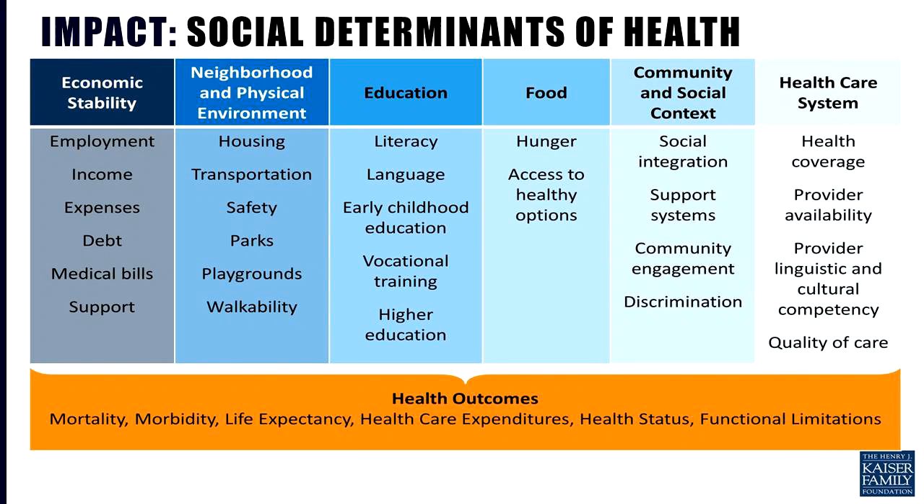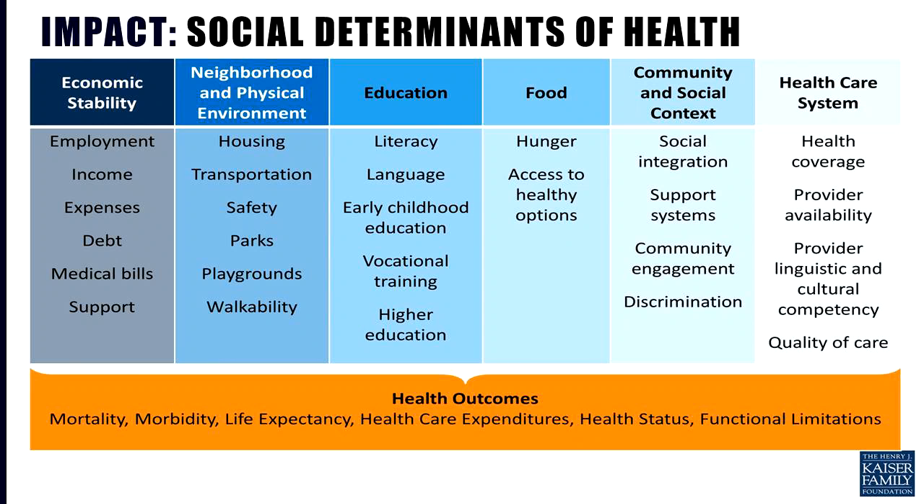Social determinants of health include economic stability, like employment, income, expenses, debt, medical bills, and support. Your neighborhood and physical environment, like housing, transportation, safety, parks, playgrounds, and walkability. And also education, like literacy, language, early childhood, vocational and higher education. And also food, like hunger and access to healthy options. Another is community and social context, like social integration, support systems, community engagement, and discrimination. And finally, the healthcare system. Things like healthcare coverage, provider availability, linguistic and cultural competency, and the quality of care.